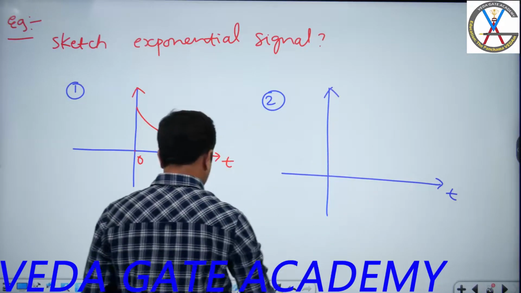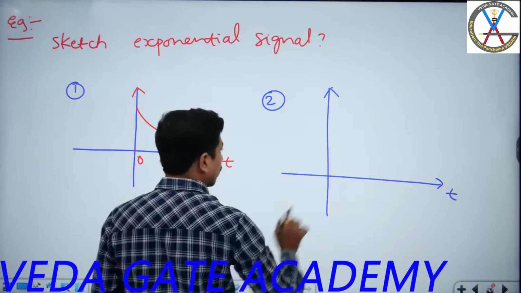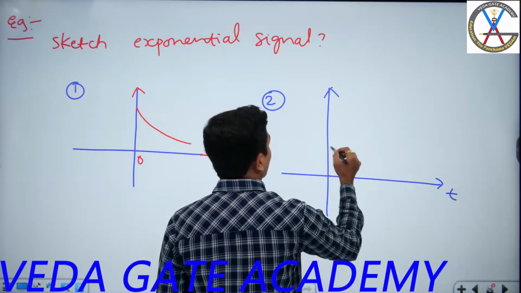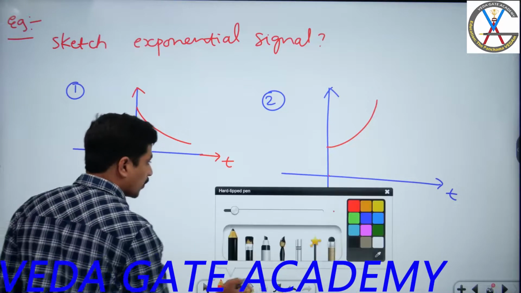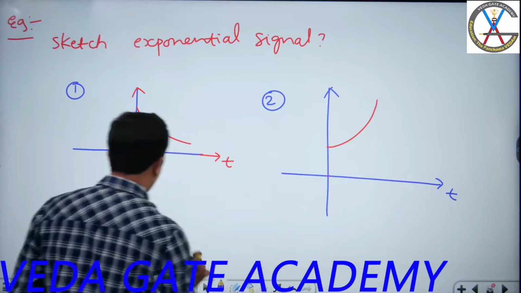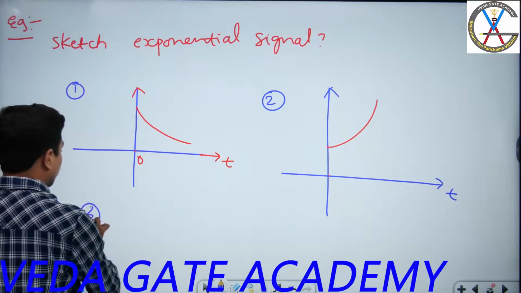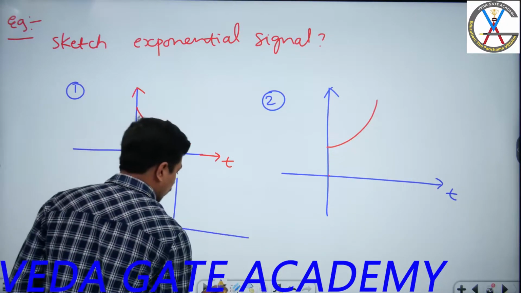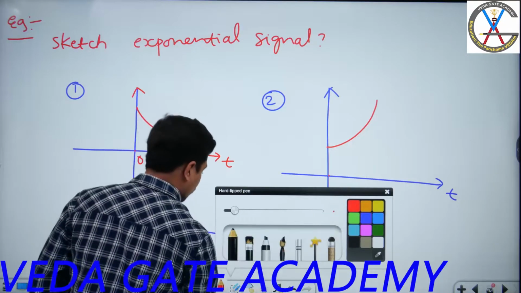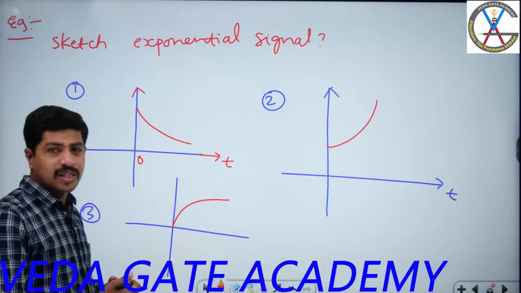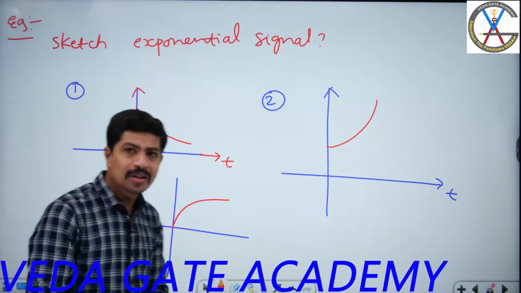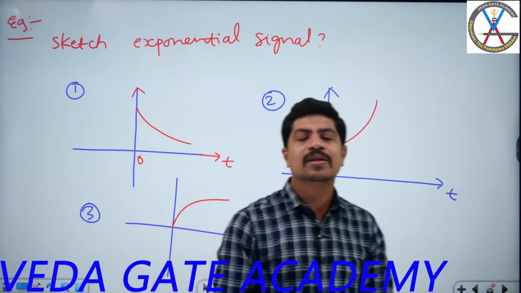Second possibility is in this way. Third possibility is in this way; there are many possibilities of your thinking. So in many ways you are going to sketch, but the question itself is incomplete.